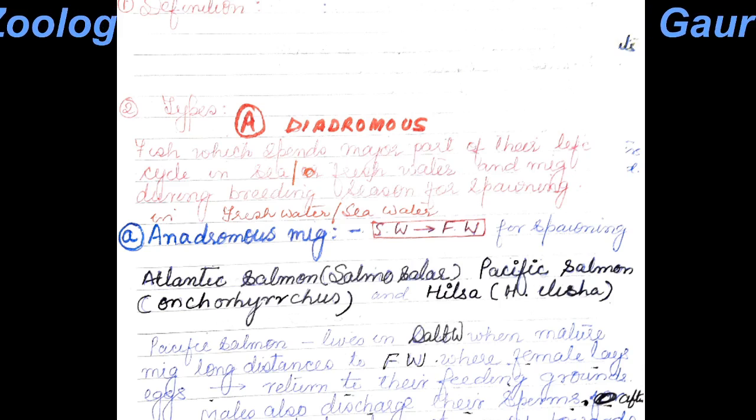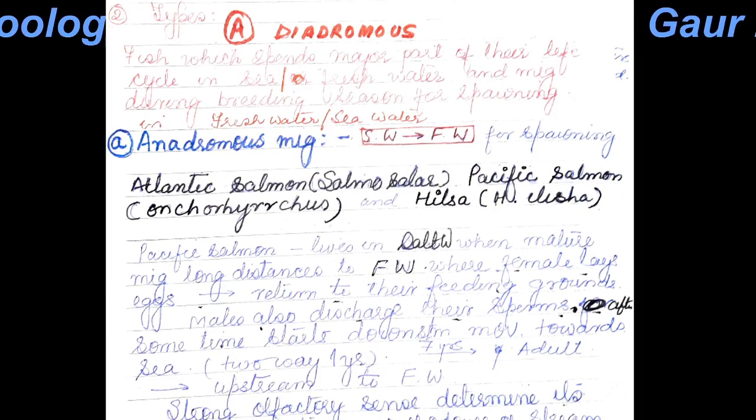Pacific salmon lives in salt water. When it gets matured, it migrates a very long distance to freshwater, where the female lays eggs, and after laying the eggs, the female returns to their feeding grounds. Males discharge their sperms, and after discharging the sperms or the eggs, they just start downstream movement towards the sea again. This is a two-way movement and it takes about 1 year.